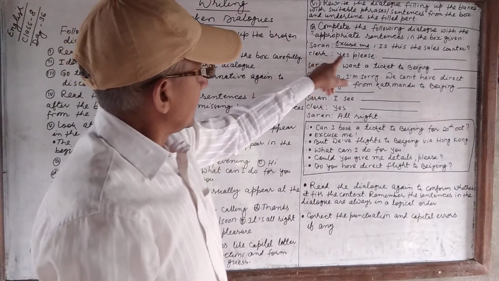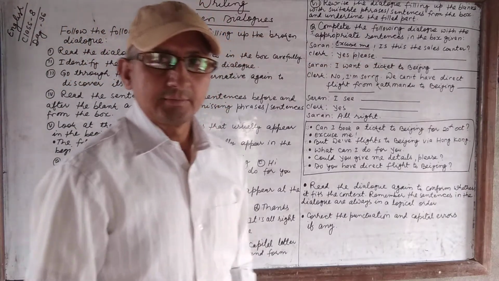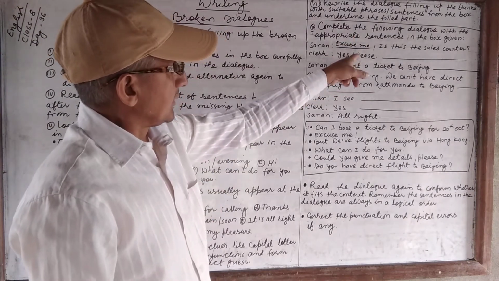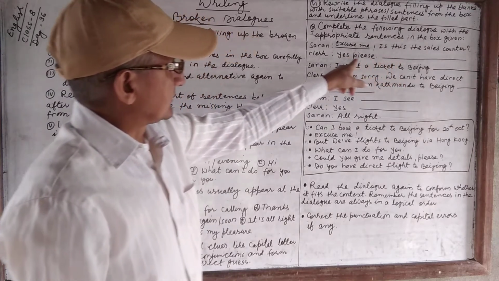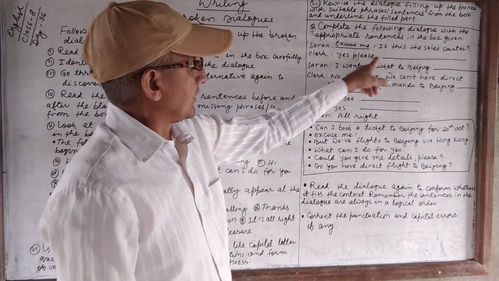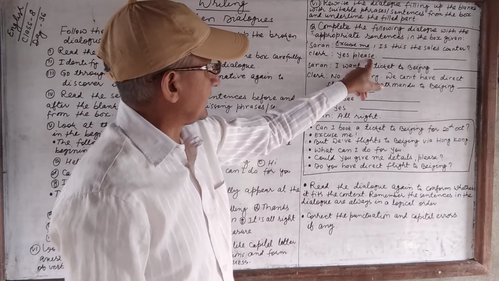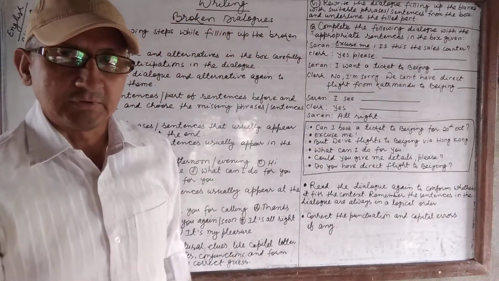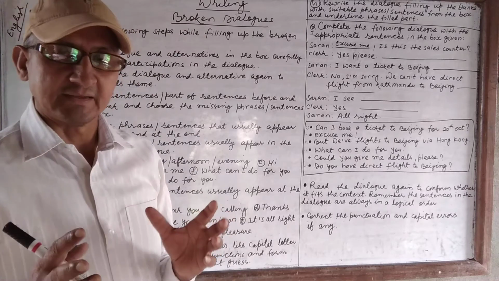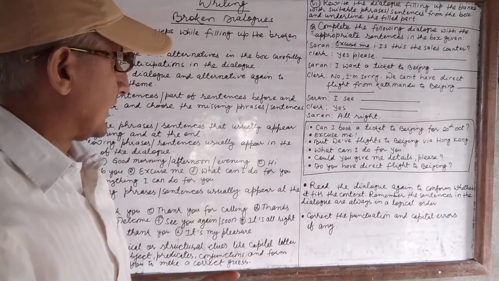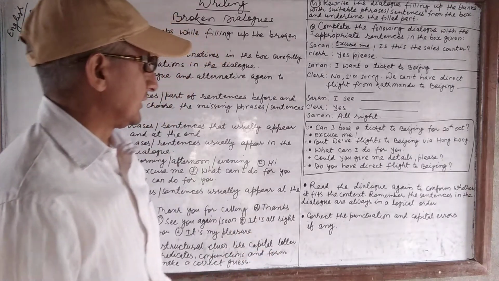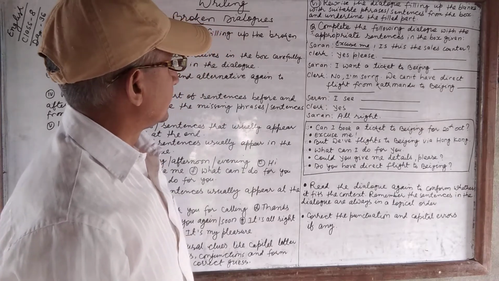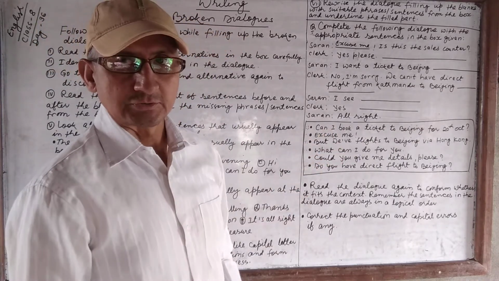Another clerk, yes please. To fill up this, you have to read the sentence or part of sentence before the blank and after the blank. Yes please, I want a ticket to Beijing. Okay? And you have to decide. After reading the sentence before and after the blank, you have to decide which word is suitable. If you read, can I book a ticket to Beijing for 20th October? It is not suitable. Okay?